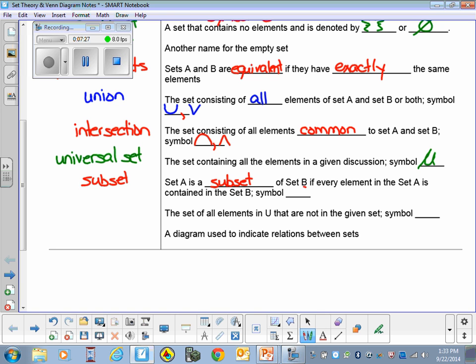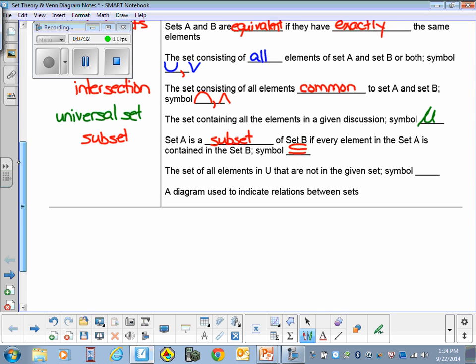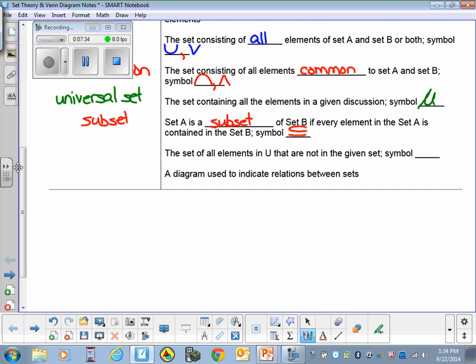And the symbol looks like a stretched out capital C with a bar underneath. Wasn't the subset symbol right? There's another symbol for it. This is the one we're using right now. Okay. The set of all elements in U not in the given set, that's called the complement.